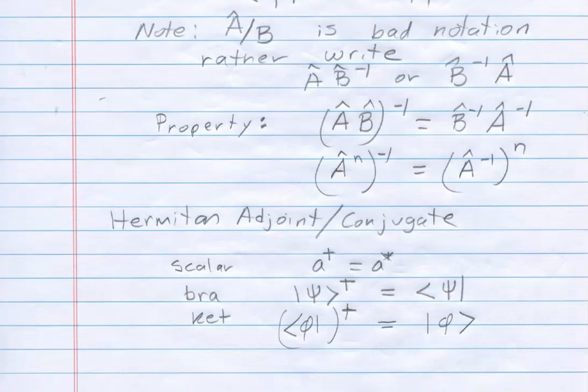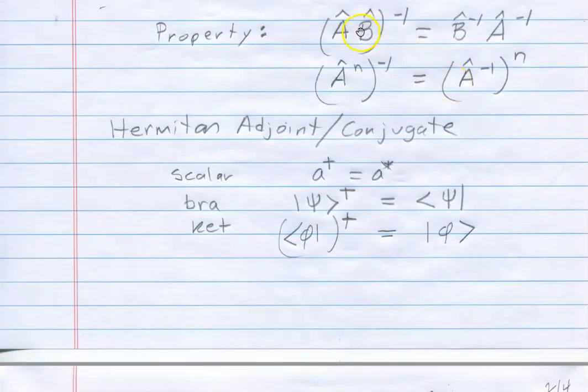There are some properties that are true of matrices. They're also true of quantum mechanical operators. If I have a product of operators A and B and take the inverse, that's equal to B inverse A inverse, in which the order is switched. So you do it in reverse order. Similarly, for n an integer, you can take an operator to the nth power and take its inverse, and that is simply the inverse of A to the nth power.